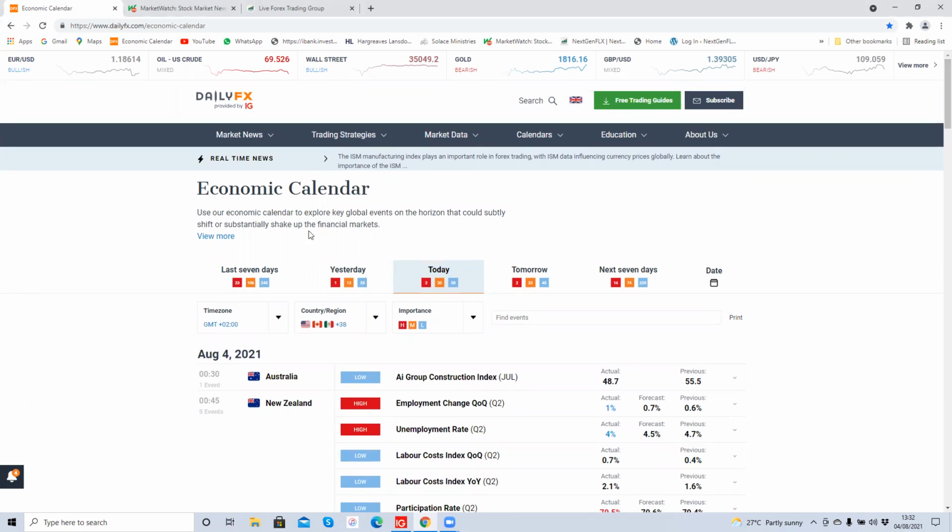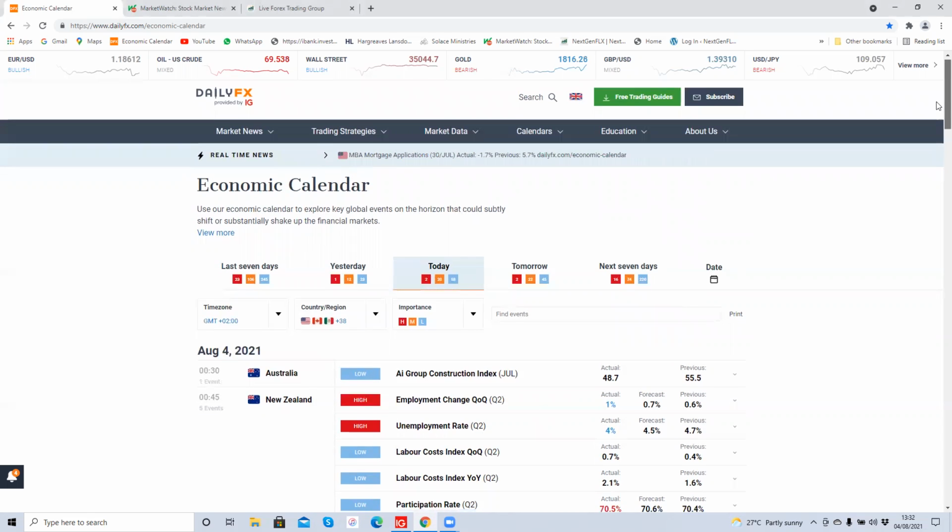So looking at the economic calendar, today is Wednesday, the 4th of August. And again, as usual, make sure you set your economic calendar to your own time zone. My own time zone is GMT plus 2, so the times I'll be quoting are GMT plus 2 times. The two main markets we're looking at are the Euro US dollar and the dollar Canadian dollar. So we're looking for reports of high importance that could affect these currency pairs.